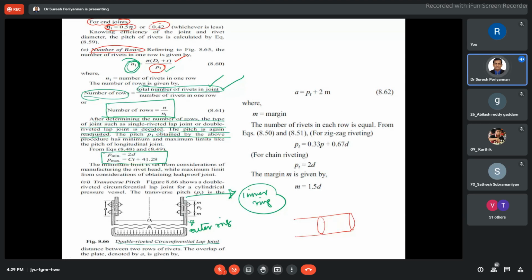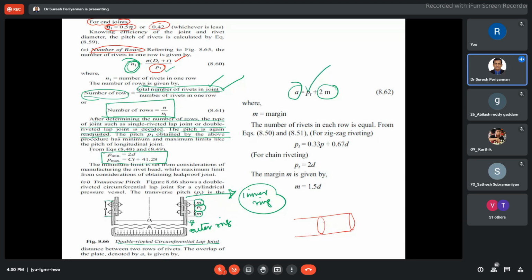Now see here, what is this? A is nothing but, I mean, this is the edge. This is a. Now we know M is nothing but the margin, from the edge to the center of the rivet. Then the middle is the transverse pitch. This is our transverse pitch. If you know the margin, then we are able to find the transverse pitch PT.